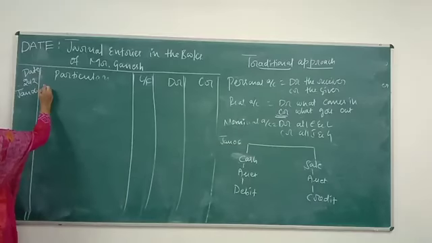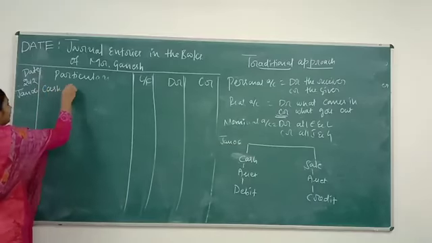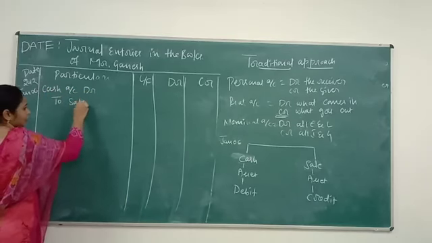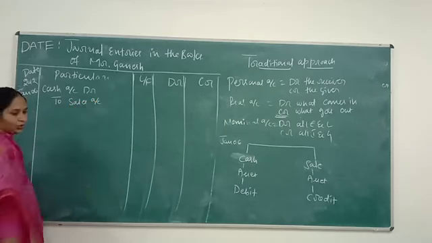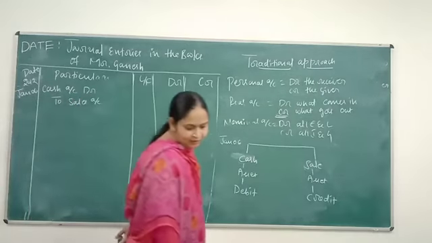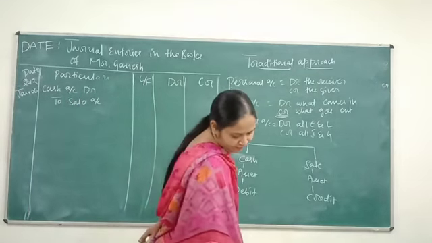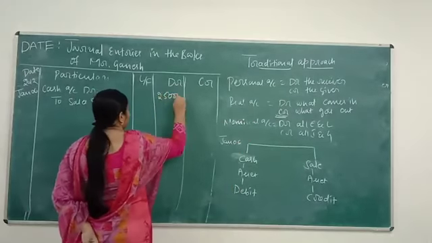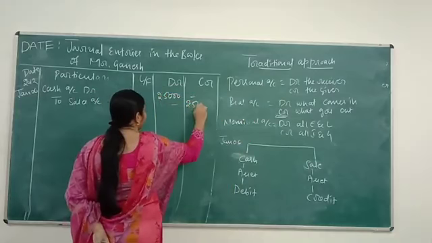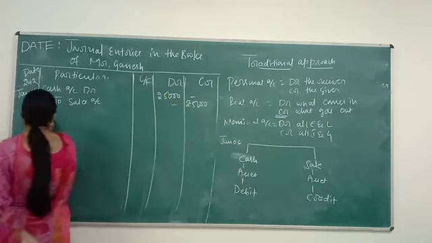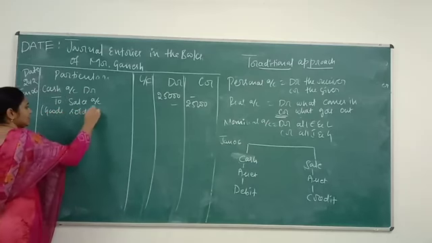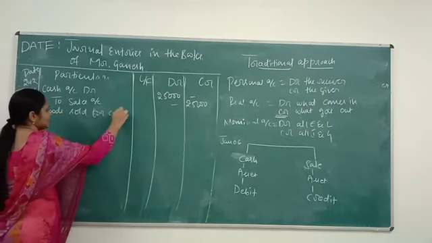So what is the transaction? Cash account debit to sales account. What is the value of the goods? 25,000. Narration: goods sold for cash. Okay, this is the narration.